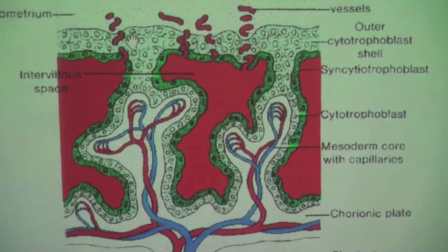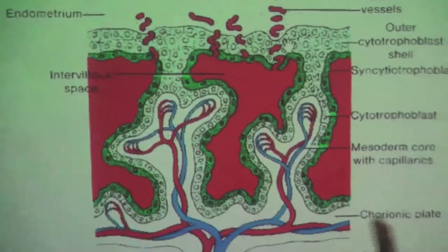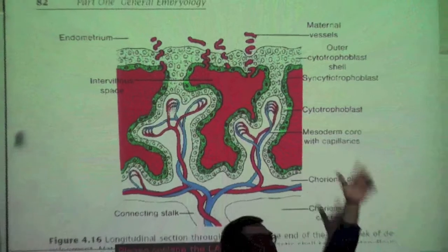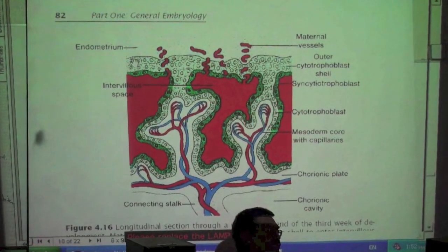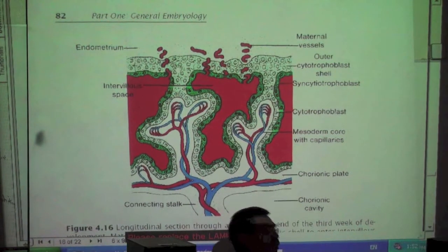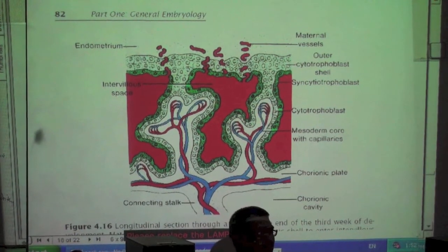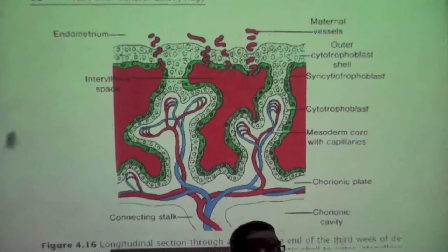Okay. So now, which is the most outer layer of the placenta? Cytotrophoblast. Finally, outside, because it keeps on growing from the anchoring villi. Yeah, from the anchoring villi. It keeps on growing. Now you can see this mesoderm is differentiated into arteries and veins.